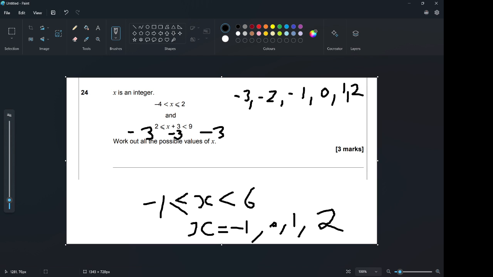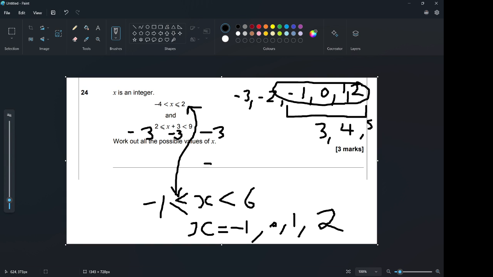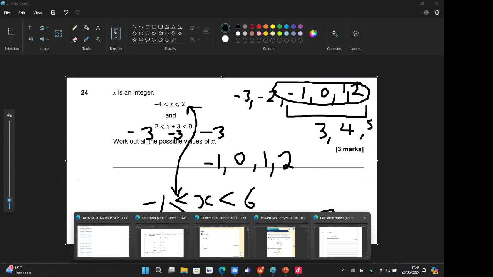Okay, however, because this and this haven't got the same overlap, I can only include the ones that have an overlap, which is going to be here to here. Of course, for this one, you're able to have 3, 3, 4, and 5. But again, this is not part of this inequality. So it's the overlap that I want, and this is my overlap. Therefore, my answer is going to be minus 1, 0, 1, and 2. If you got that, well done. If you didn't, hopefully it makes sense now.